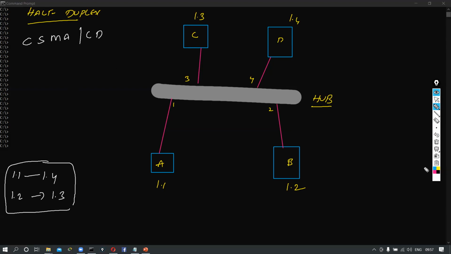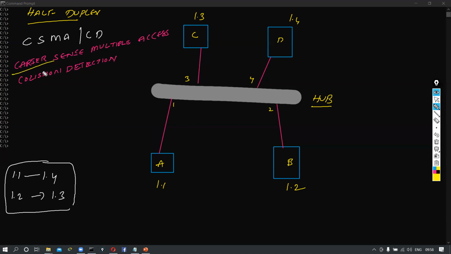Okay. C means carrier. S means sense. M means multiple. A means access. CD means collision detection. See, these things are not there nowadays, new CCNA. Whatever I'm explaining now, most of these things are not there. Simply I'm explaining it for your knowledge.